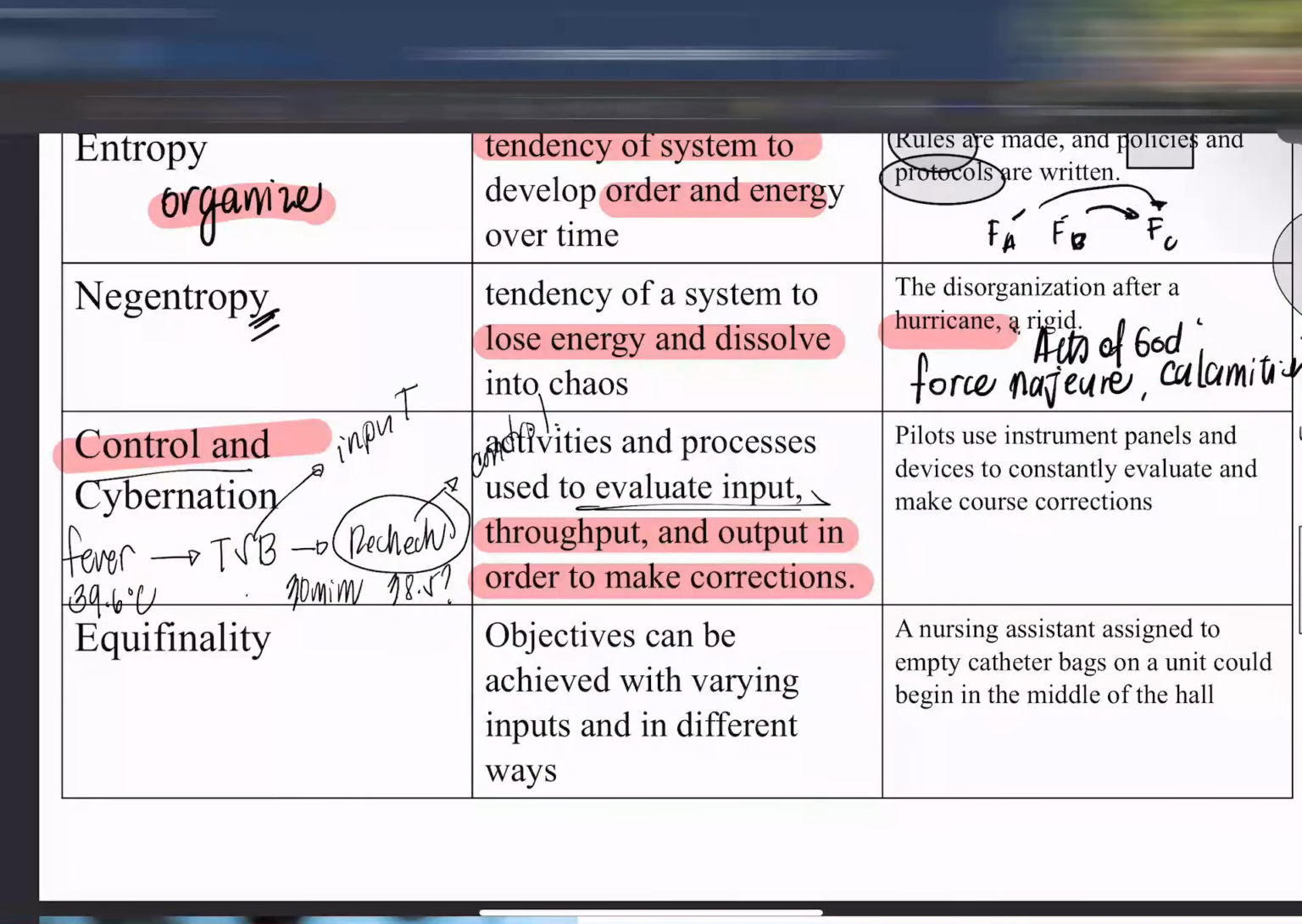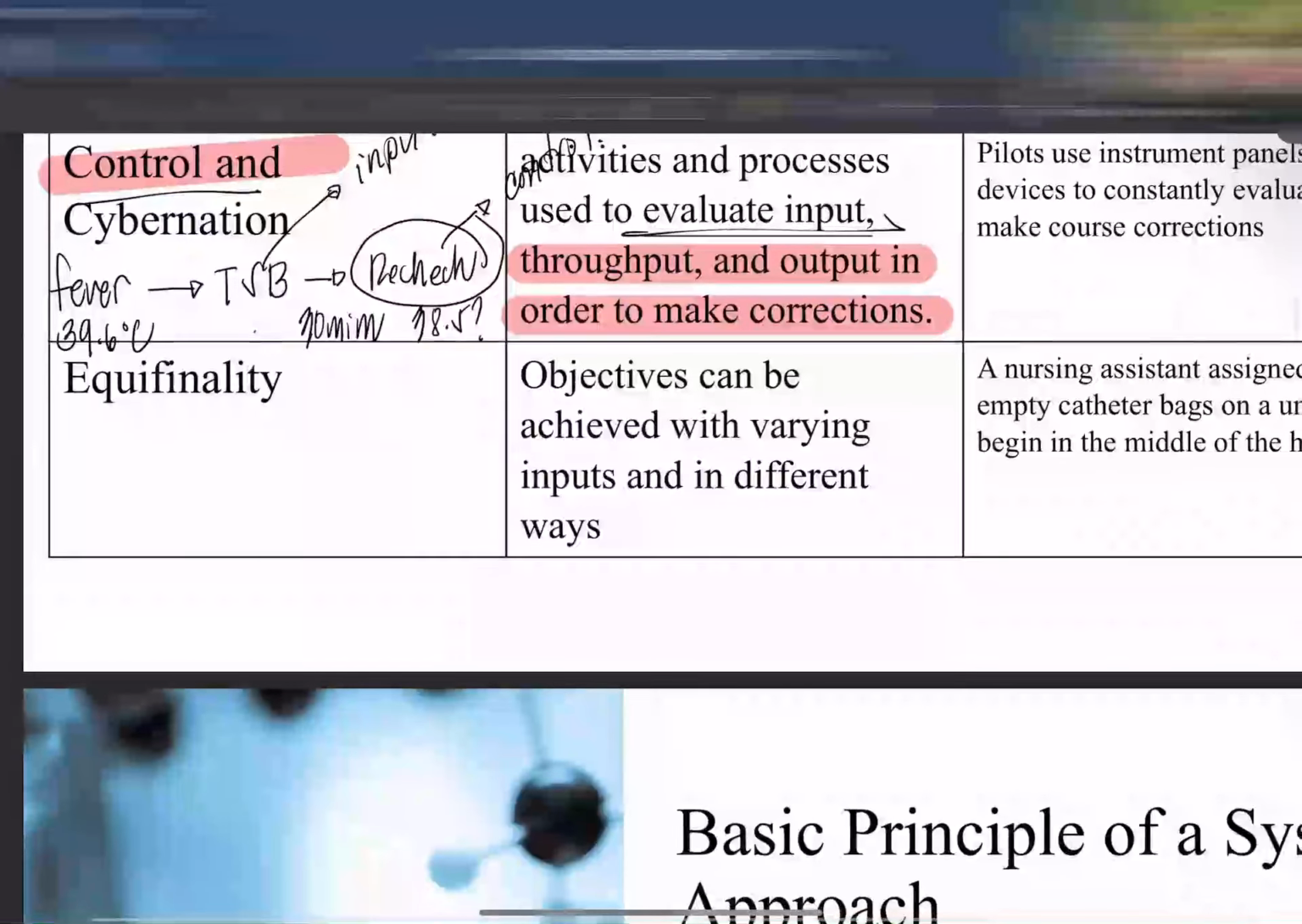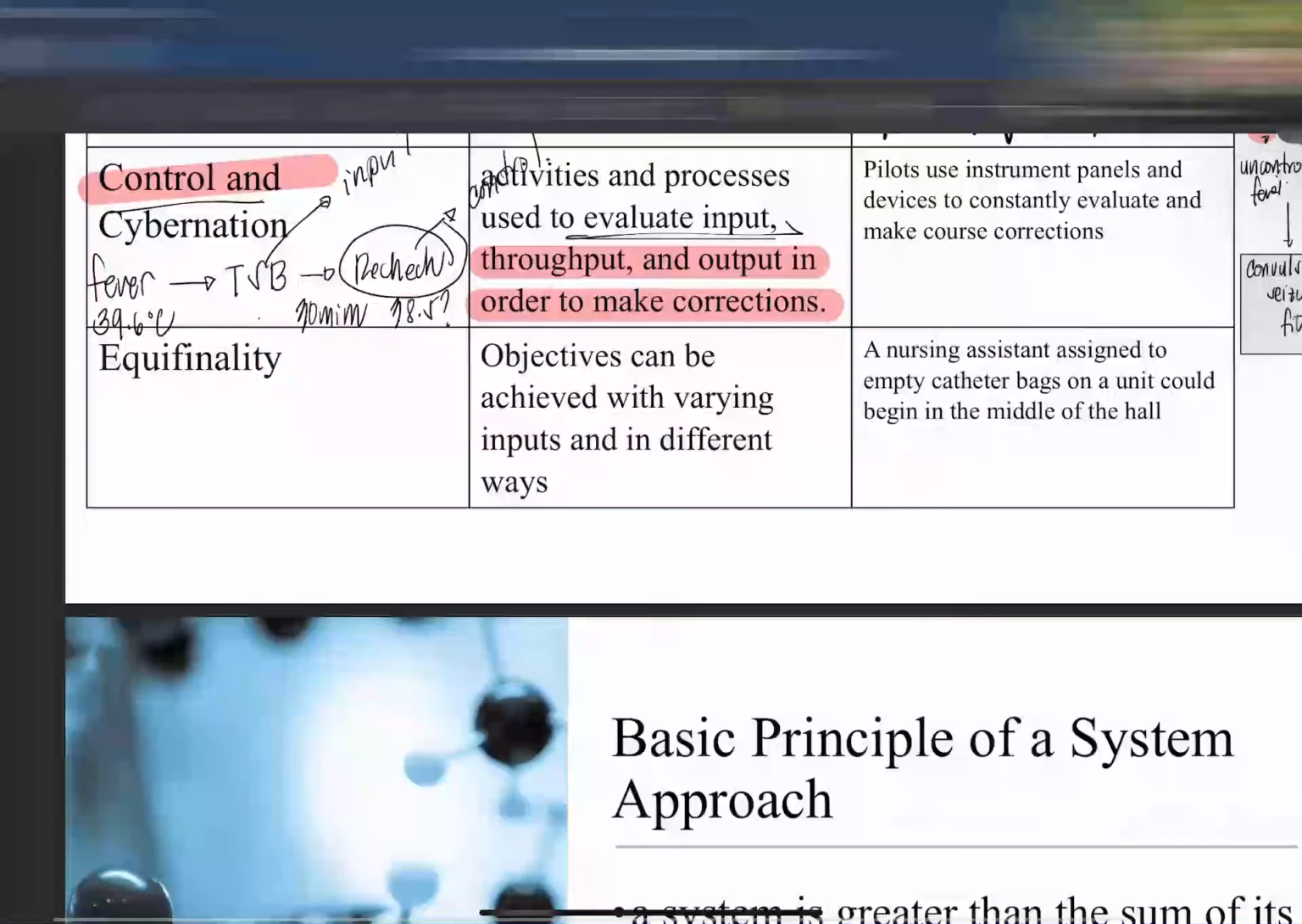Okay? Now, you have equifinality. Class, when you talk about equifinality, it is the objectives can be achieved with varying inputs and in different ways. Ano pong ibig sabihin natin yan? Kung baga, class, the same destination, equal ending din naman.